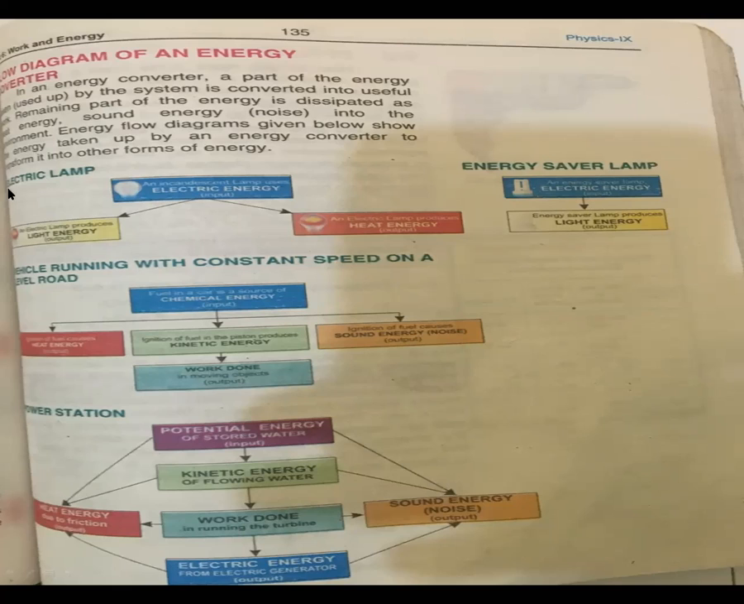I repeat, we studied the block diagram, the flow diagram of the energy converter. The first one is the electric lamp. Whenever the lamp bulb is lit, it produces light energy and it provides heat energy as well. Similarly, vehicles running with constant speed on a level road. The chemical energy in the petrol is converted into heat energy and sound energy. This chemical energy stored in the petrol will generate kinetic energy, because the car is moving, and when we move from one place to another, this kinetic energy has done the work.